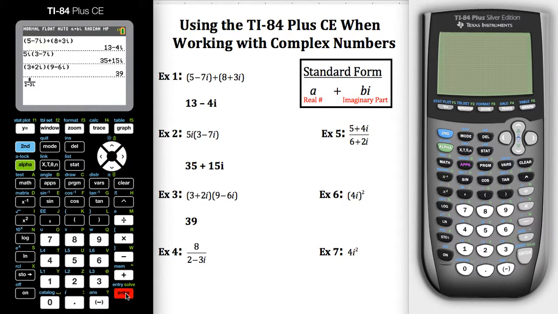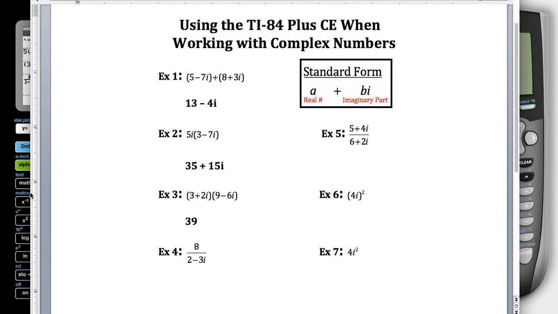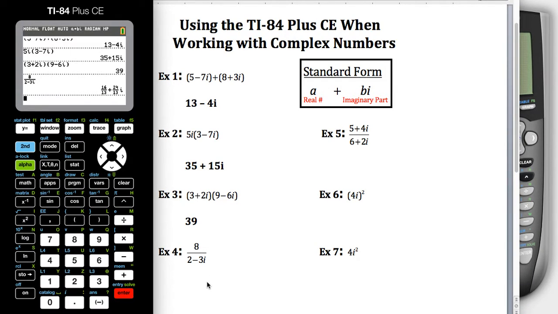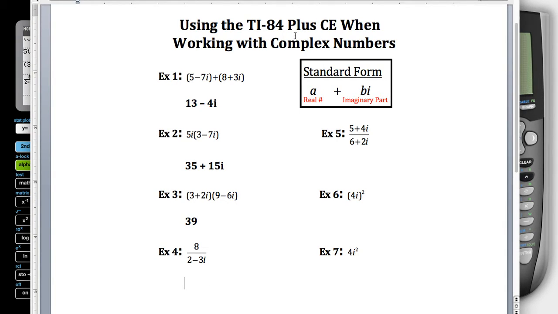Arrow to the right, hit enter, and it will even put it in fractions, that's the way I have mine set. It's going to automatically go into the fractions and in standard form. Let's go ahead, and I do not have that one memorized. Let's see, 16 over 13 plus 24 over 13i. Let's go ahead and enter that.